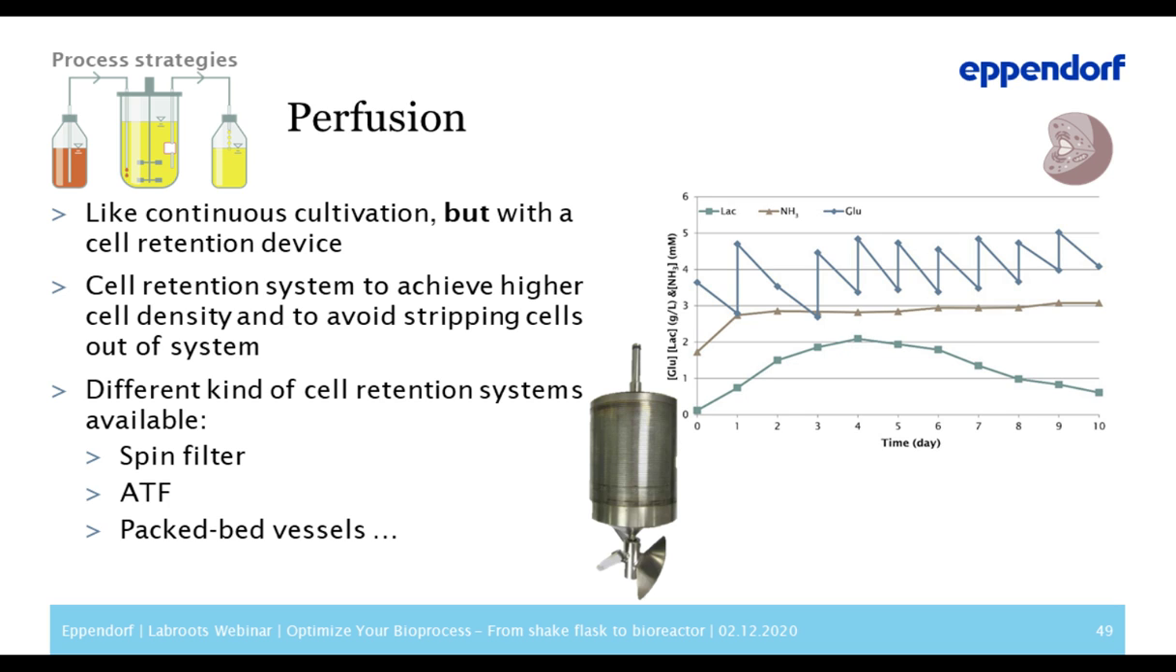With this, the old medium with the cell metabolic products is harvested, and also the product you want to have is harvested, and your cells grow to a higher cell density. Special devices for this are, for example, spin filters or packed bed vessels, which maintain the cells in the bioreactor.